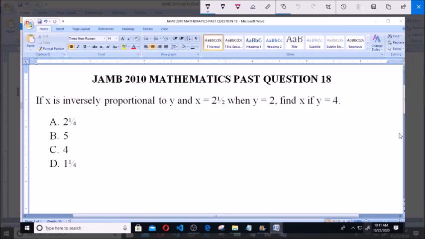I'll be answering JAMB 2010 Mathematics Past Question 18. If x is inversely proportional to y and x is equal to 2.5 when y is equal to 2, find x if y equals 4. Option A, 2 whole number 1 over 4. Option B, 5. Option C, 4. And option D, 1 whole number 1 over 4.